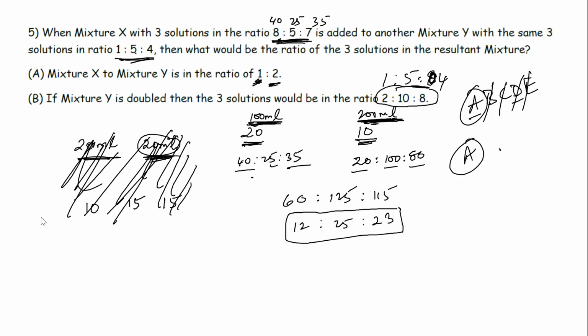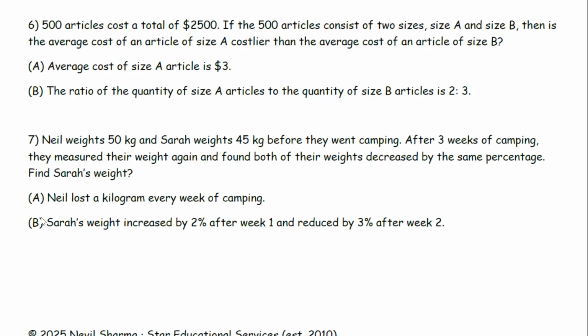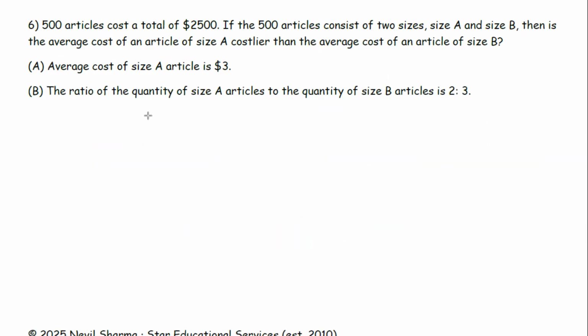Question 6. 500 articles cost a total of $2,500. If the 500 articles consist of two sizes, size A and size B, then is the average cost of an article of size A costlier than the average cost of an article of size B? So this is a weighted average concept.